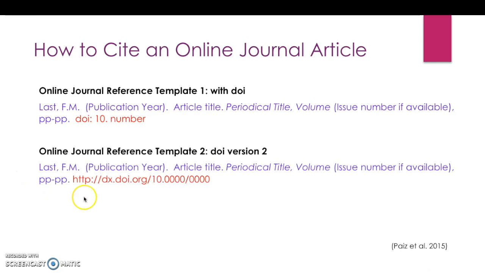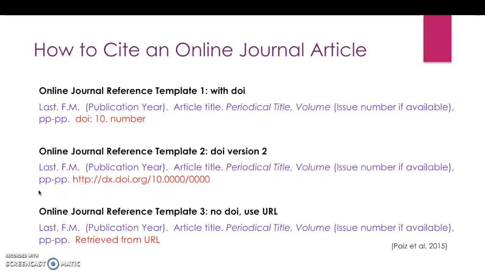The next kind of online journal reference template, we have all the same information that we need in blue here, and then this time the DOI is listed with an HTTP prefix and then the 10 dot number. So if your DOI appears in this format, you follow the same template, except after the page range, you just paste the link. You do not write DOI with the colon. Just paste it like that.